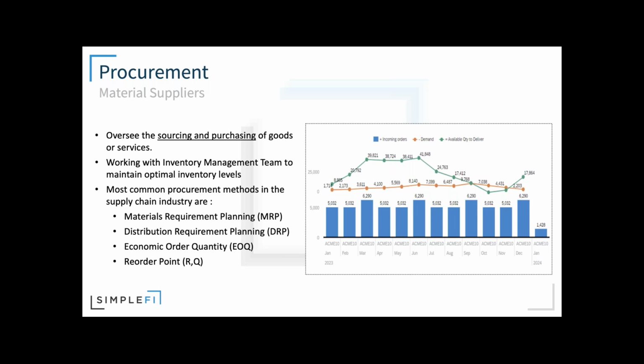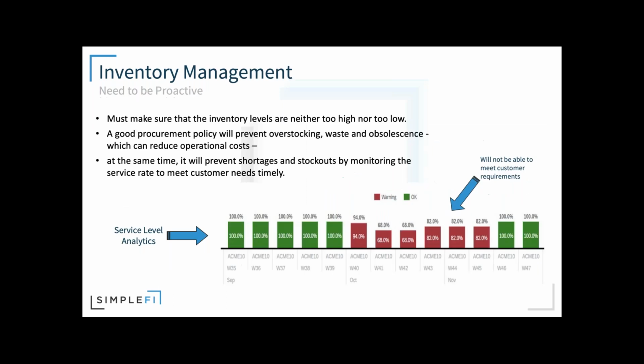Are we mainly a distribution business where we need to look at distribution requirement planning? How do we know what our most effective order quantities are? Maybe it's an economic order quantity process or reorder point process that we use to monitor our procurement activities with our suppliers. Okay, so this is one aspect.